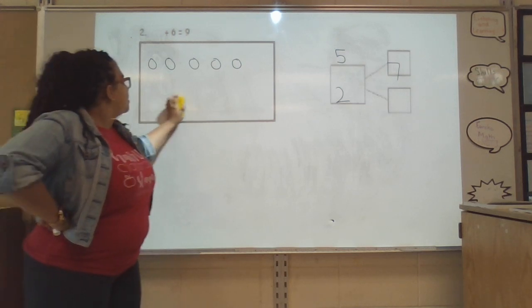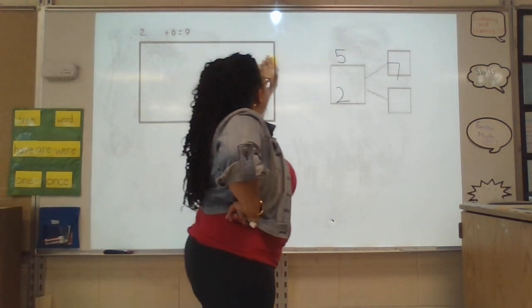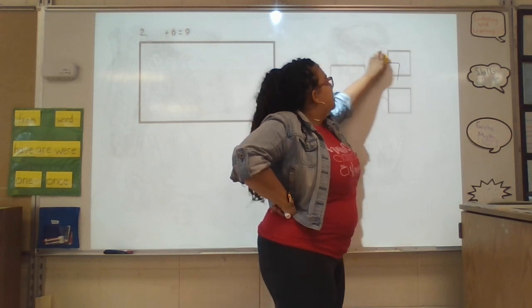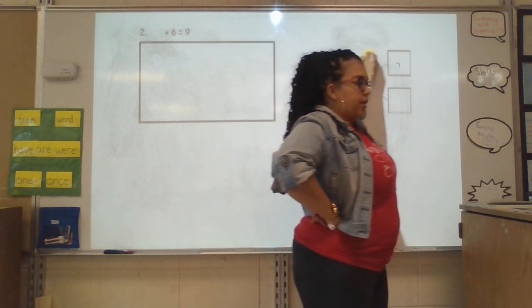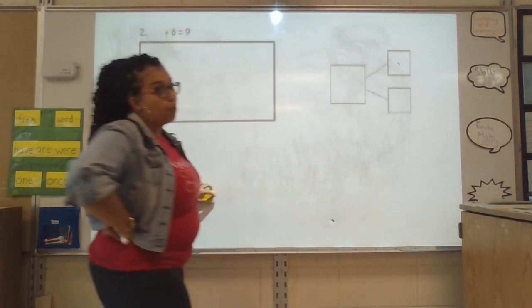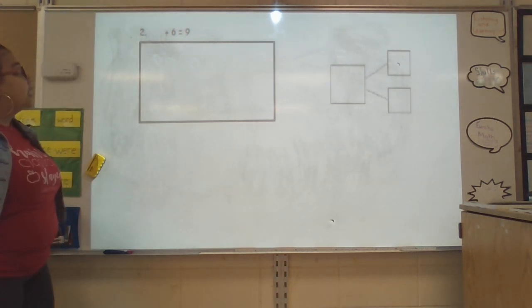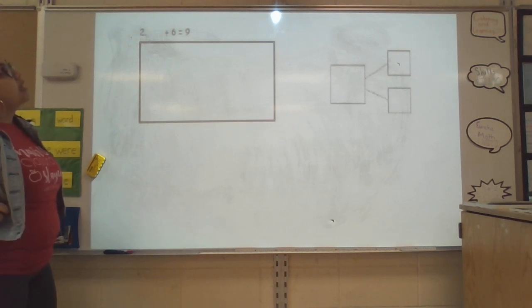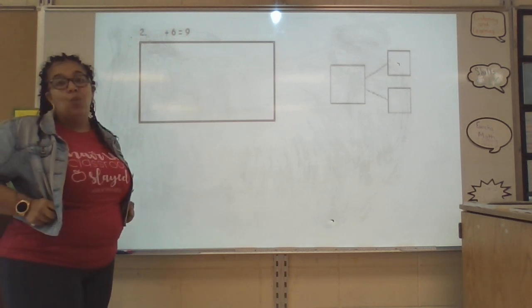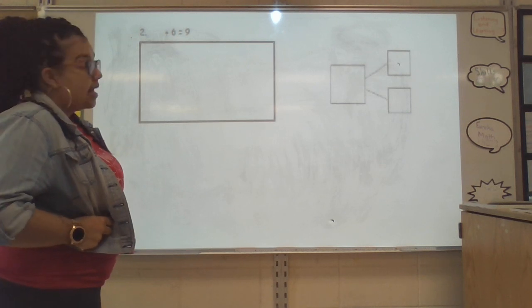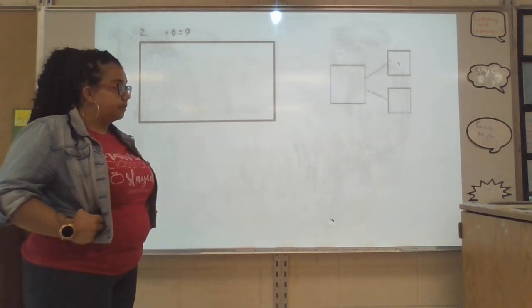Okay, let me erase my picture because it doesn't apply to this problem. Let's read the problem as it is presented to us. This is question 2 on your homework page. It says, blank plus 6 is equal to 9. Blank plus 6 is equal to 9. So tell me, what is missing? A part or the whole?